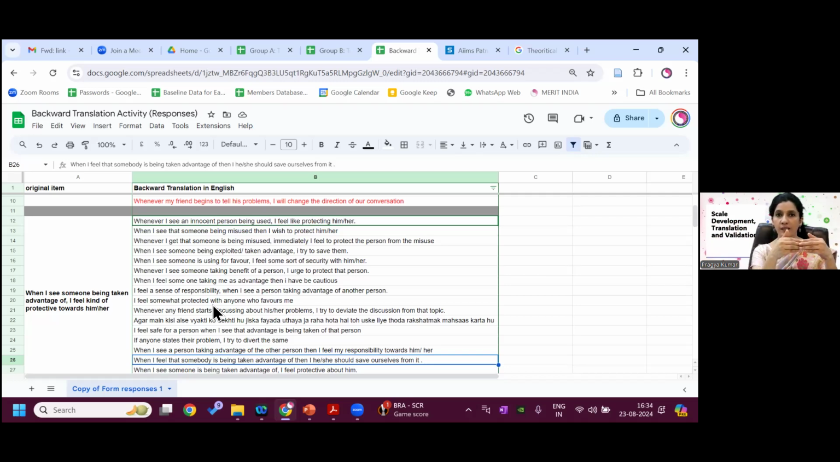And then you will compare. If the scale is in Spanish, then you have to take a longer route. You should hire a person who knows both Spanish and the local language. So you should have an expert who knows both the language of the original scale and the language in which you want to get it translated.